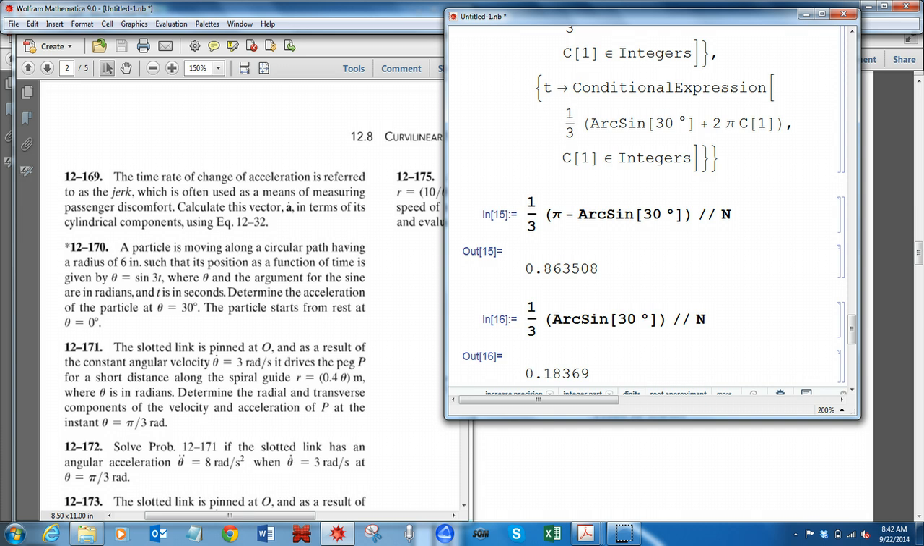Now, look, you're trying to solve sine of theta equals 30 degrees. Would you really use Mathematica for that? No. Get your calculator out, take the inverse sine of 30 and get the time. Right? That's the way I would do it. You don't want to use it unless it's helpful.